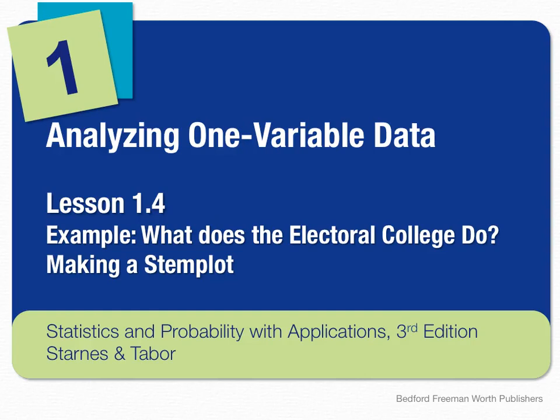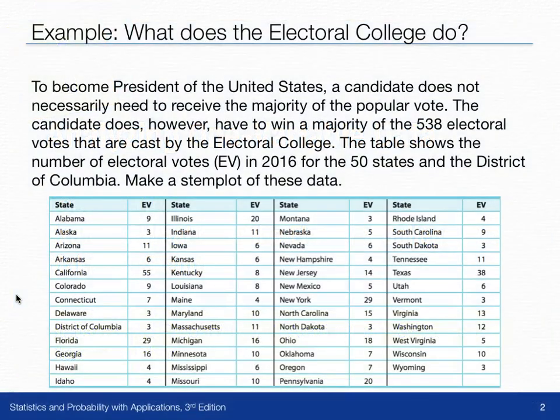In the lesson 1.4 example, what does the Electoral College do? We're going to make a stem plot. To become President of the United States, a candidate does not necessarily need to receive a majority of the popular vote. The candidate does, however, have to receive a majority of the 538 electoral votes that are cast by the Electoral College. This happened several times throughout history.